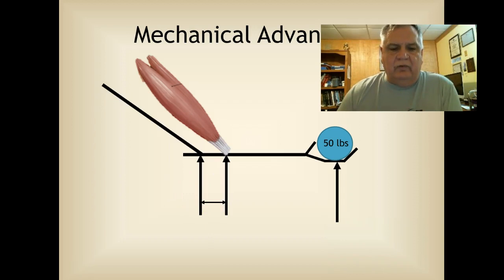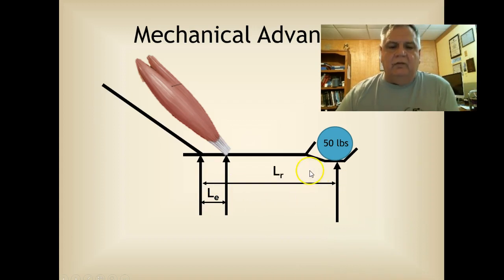With that in mind, what's this distance right here? That's the distance between the fulcrum and where the effort is applied. That's referred to as the length of the effort arm. So we now have the effort arm. And if we take this distance from the fulcrum out to where the resistance is applied, that's referred to, remember, as the length of the resistance arm.